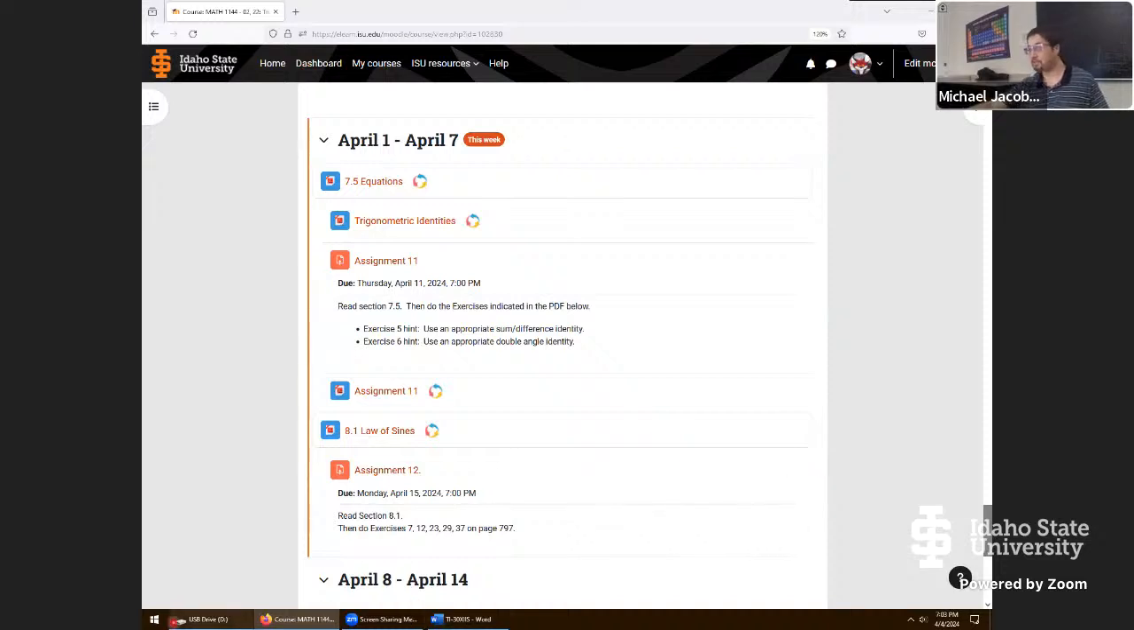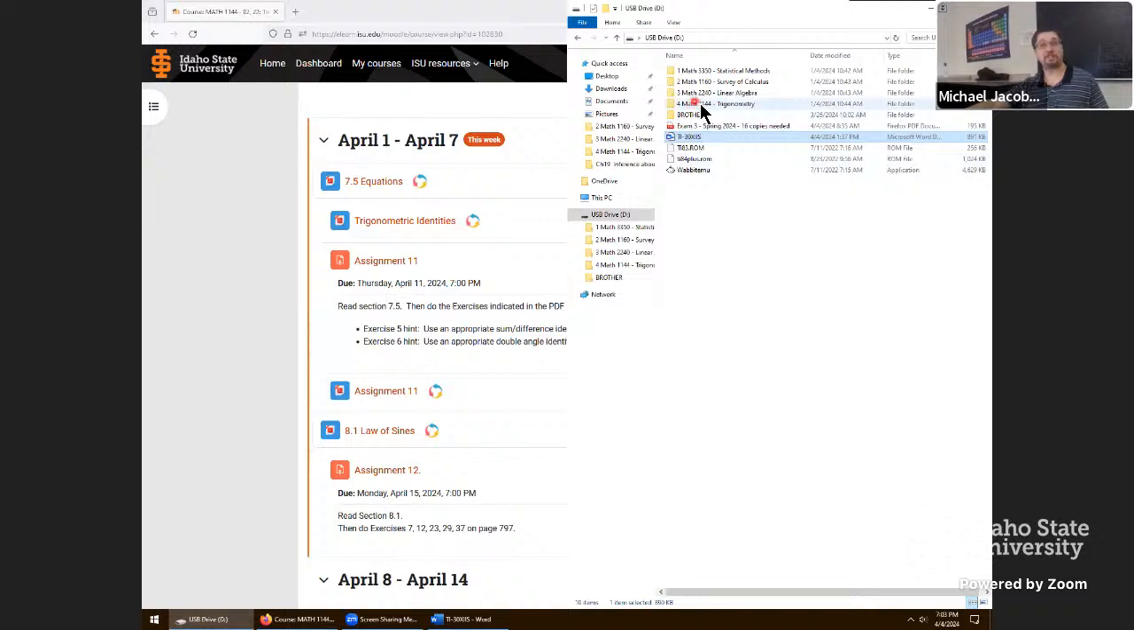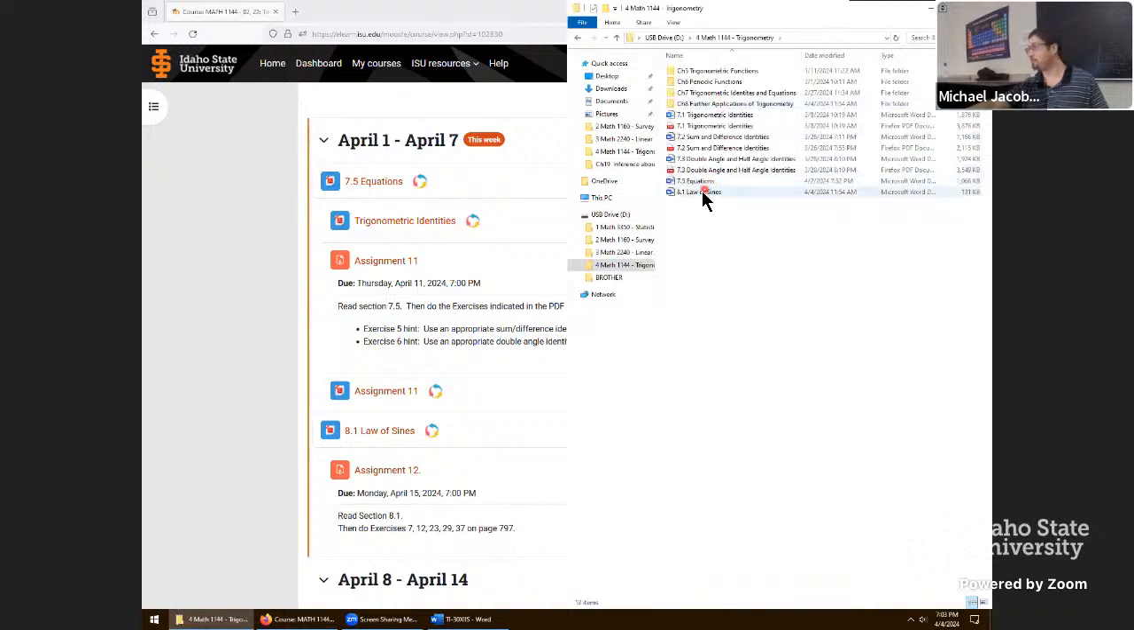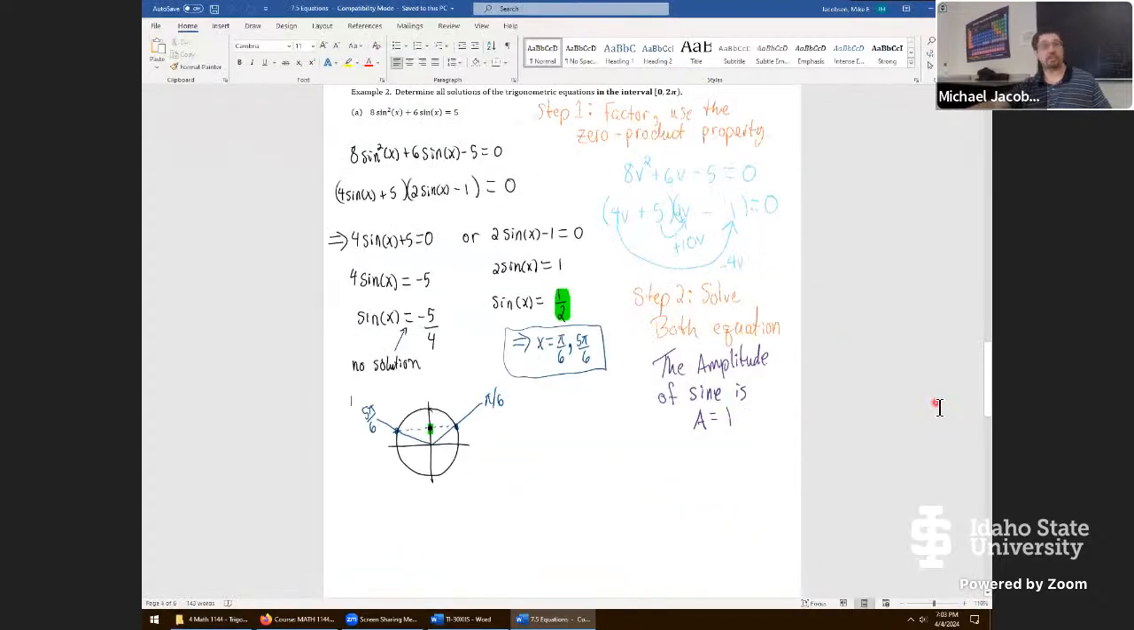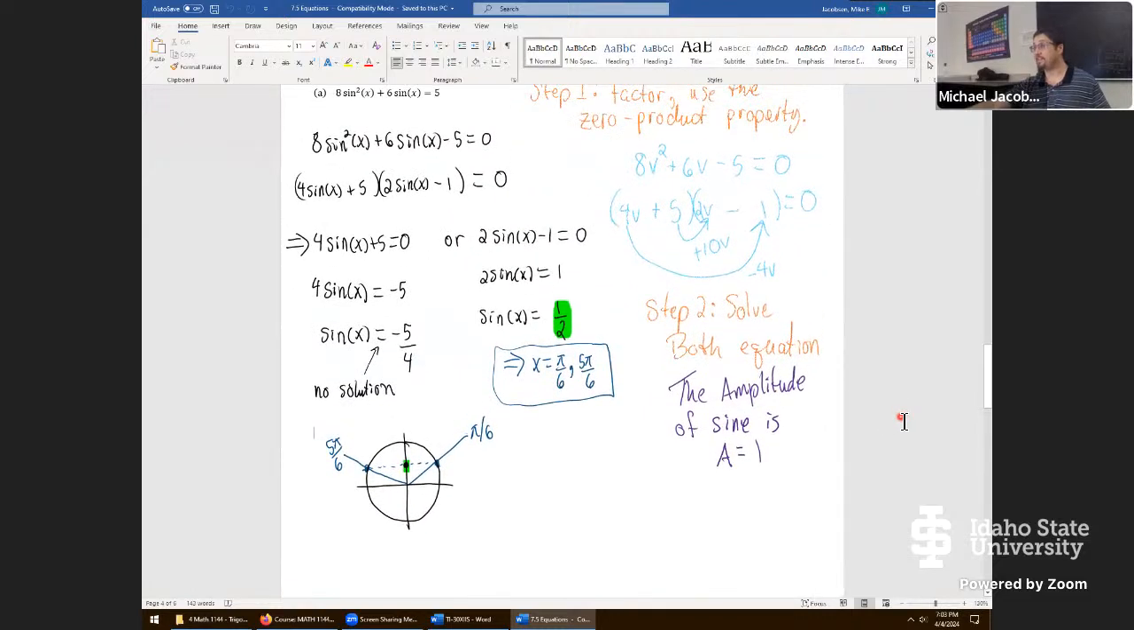In section 7.5, we're solving just a couple more trigonometric equations. I forgot to actually open those notes. Here they are. And here's the equation that we left off on.